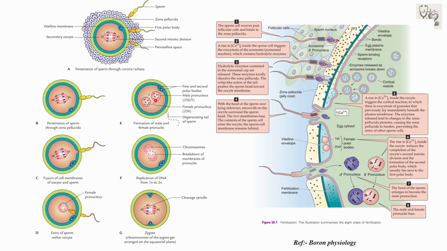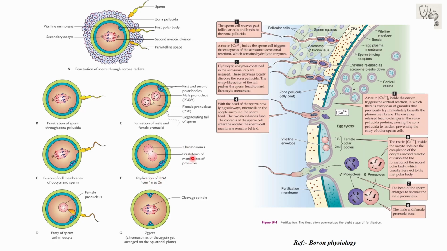The male nucleus becomes swollen and is morphologically indistinguishable from the female pronucleus. Similarly, when the sperm enters the cytoplasm, the oocyte also completes its second meiotic division, giving rise to the female pronucleus, and we can see here the second polar body. Now, replication of DNA occurs from 1N to 2N.